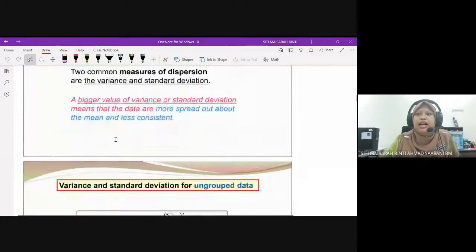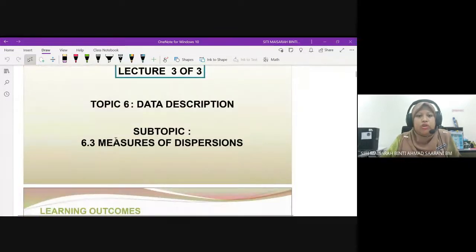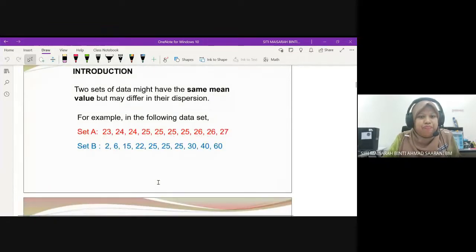Alright. This is the last lecture for chapter 6. Okay. So we are going to discuss 6.3 measures of dispersion. Okay, for this lecture, we are going to find and interpret the variance and standard deviation for ungroup data, and then find and interpret the variance and standard deviation for group data, and find and interpret the Pearson coefficient of skewness.